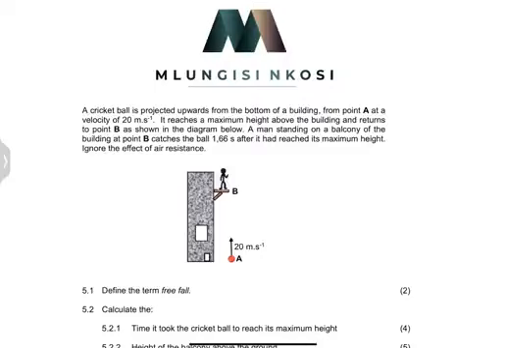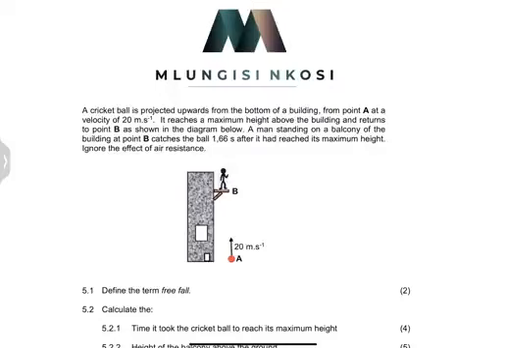All right, so it says from point A at a velocity of 20 meters per second, it reaches a maximum height above the building and returns to point B as shown in the diagram. Now they say a man standing on a balcony of a building at point A catches the ball 1.66 seconds after it has reached its maximum height. And of course they say we should ignore the effects of friction.